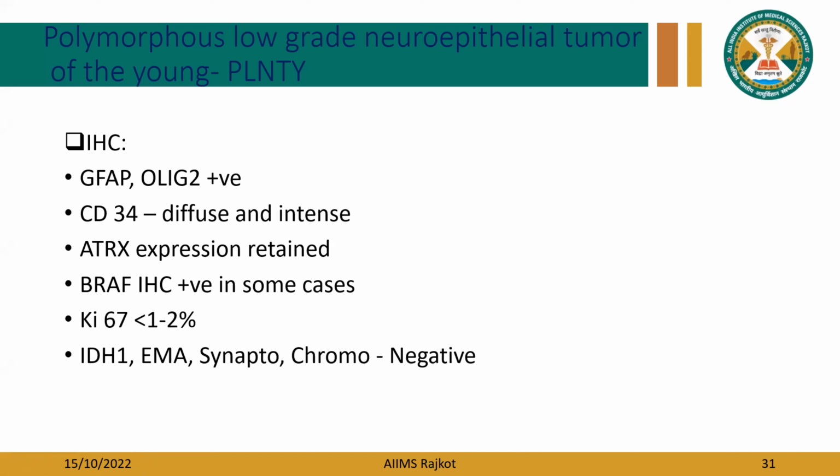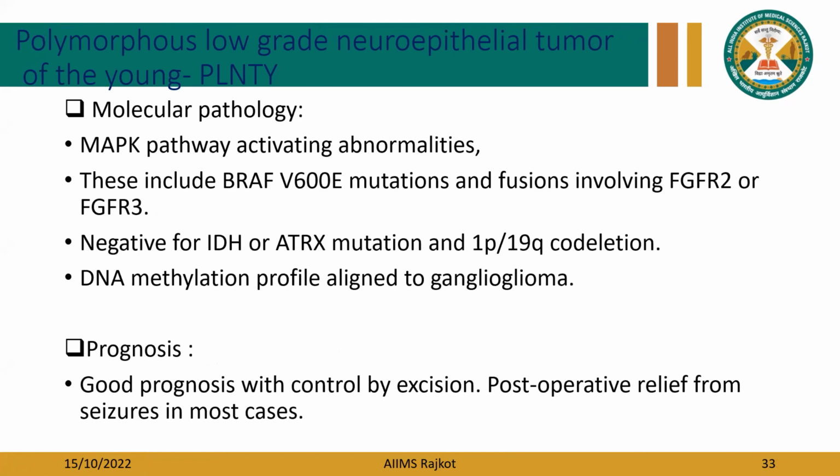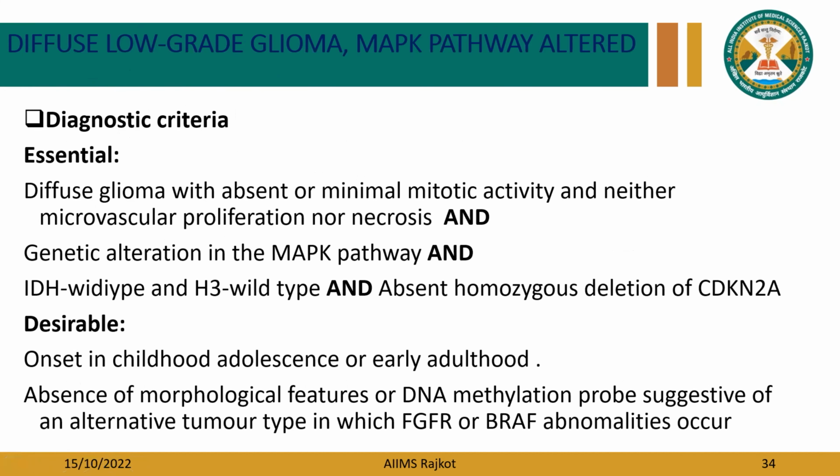So on IHC, it is GFAP and OLIG2 positive, CD34 diffuse and intense, and ATRX expression is retained. BRAF is positive in few cases, whereas it is negative for IDH1, INA, Synaptophysin, and Chromogranin. Next. For differential diagnosis, diffuse astrocytoma is CD34 negative and shows IDH mutation, while adult oligodendroglioma shows 1p19q codeletion. Next. Molecular pathology shows MAPK pathway alteration, which includes BRAF V600E mutation and fusions involving FGFR2 and FGFR3. However, it is negative for IDH, ATRX, or 1p19q codeletion. Prognosis of this tumor is very good with CNS WHO grade 1.